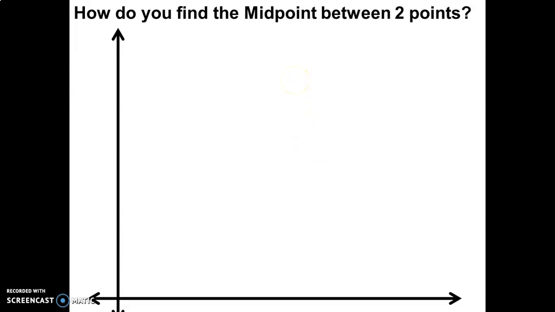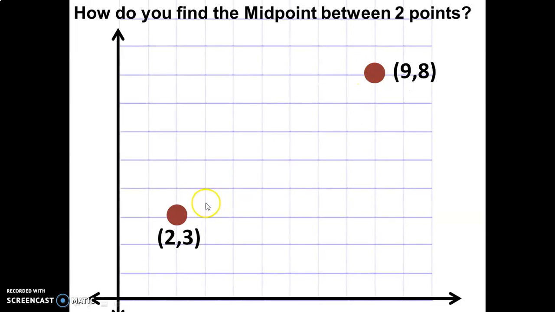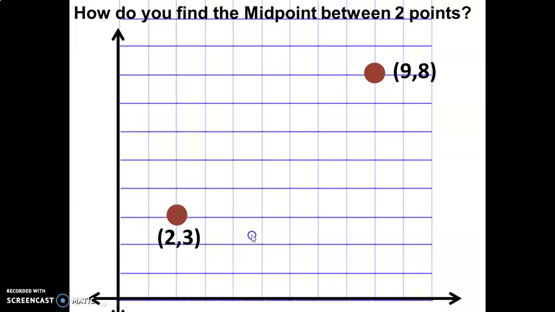Okay, let's begin with the midpoint. How do you find the midpoint between 2 points? Let's say you had the point 2, 3 and the point 9, 8. How could you find the middle of that? In other words, if we had this on a Cartesian plane and we connected those, where would the middle be between those two along this segment?